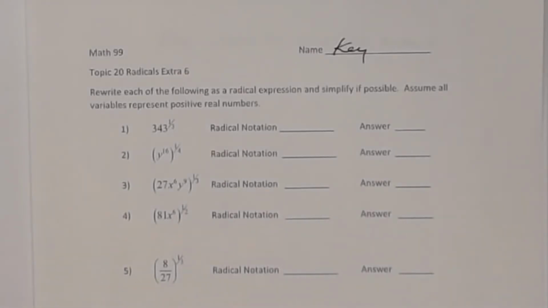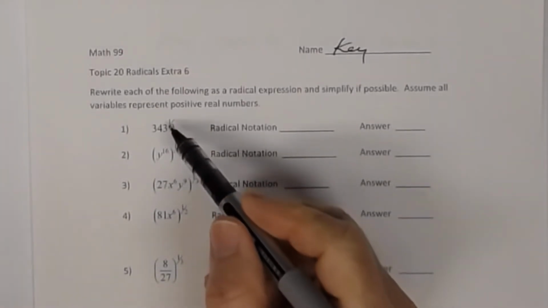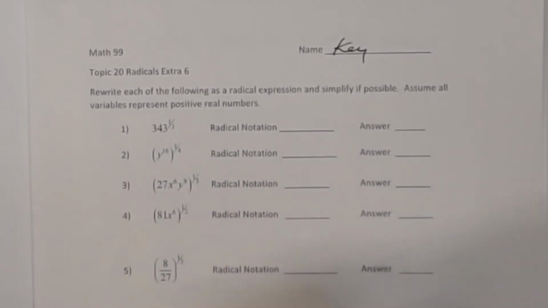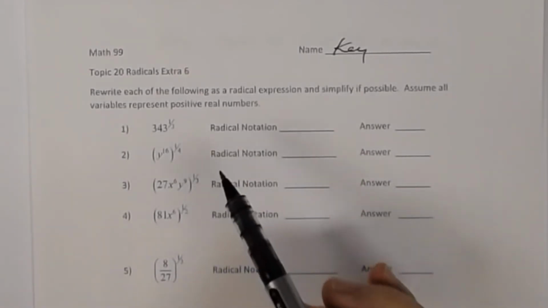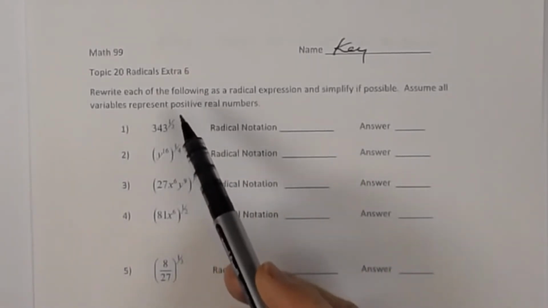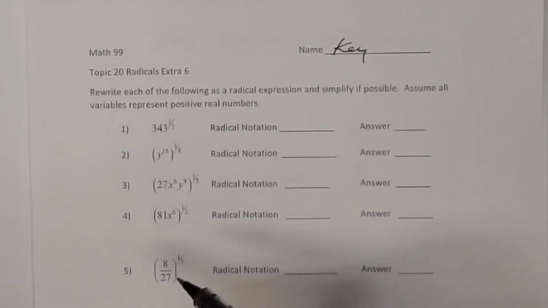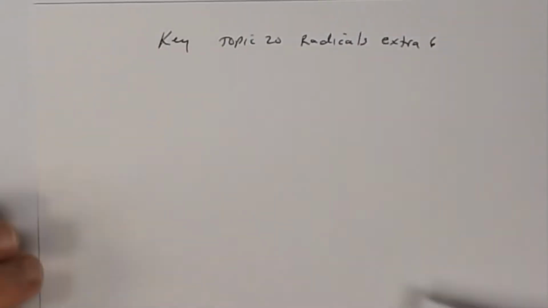This is the key to topic 20, on the radicals chapter, and this is called Extra 6. Remember, this is the one where you had to work problems that dealt with rational exponents, like one third, one fourth, one third, one half, and so on. Notice though, this particular one is an easy kind because the numerator of that rational exponent is 1. So just remember our rule.